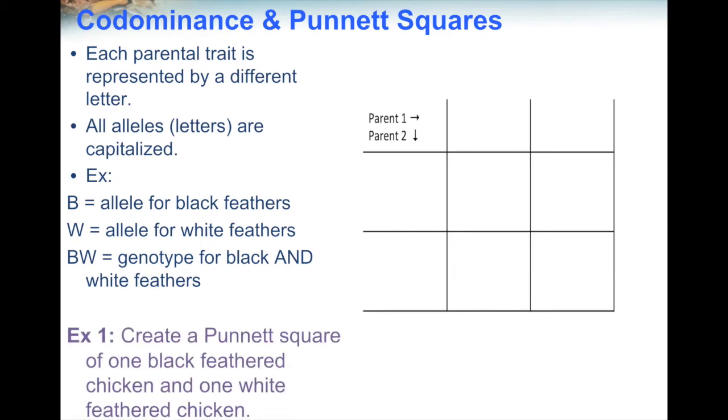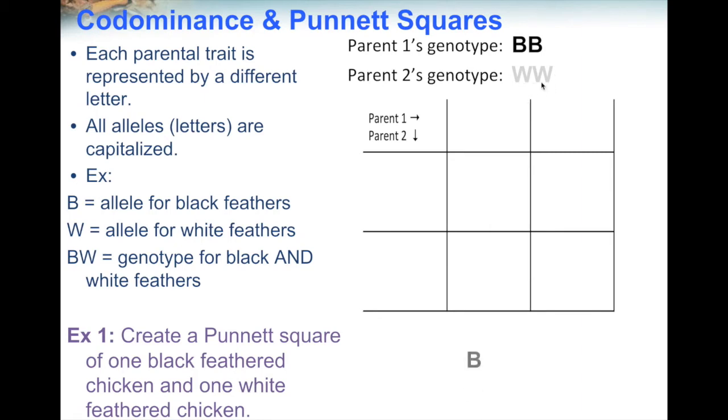So let's look at the first example, and make sure you fill this out in your notes. It says create a Punnett square of one black feathered chicken and one white feathered chicken. So parent 1, a black feathered chicken, would have a genotype of two letters, a capital B, capital B. Now remember, this is homozygous because it has two of the same alleles or letters. Parent 2 is a white feathered chicken. Remember, we're going to use a capital W to represent that, but we need two letters for its genotype. So it's going to be homozygous, because it's the same, W W.